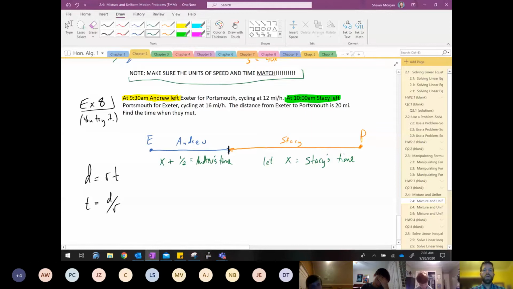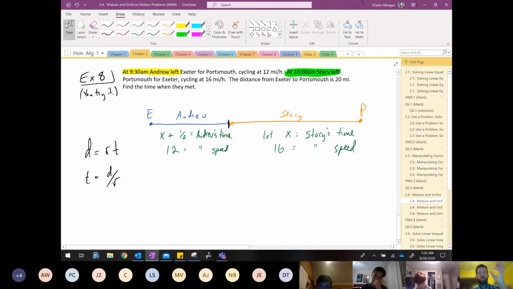Okay, now we also know Andrew's rate, which is 12, and we know Stacy's rate is 16. So what we can do is multiply, again, rate times time to equal that distance. I'll do it in blue to color code it. We've got 12 times quantity X plus 1/2. That's going to be Andrew's distance. We've got 16 times X. That's going to be Stacy's distance.